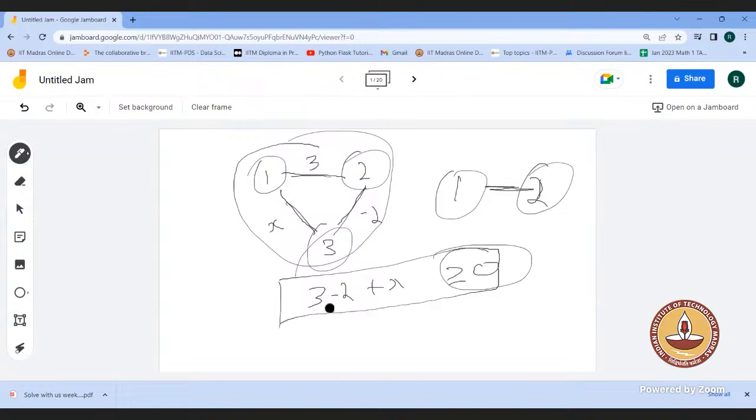It can't be negative. So 3 minus 2 is 1, plus x greater than or equal to 0. What can be the possible values of x? -1. Can you tell me in inequality? x is greater than or equal to -1 are the possible edge weights it can have. Suppose it is -5, then we can't apply this algorithm here. You get it? So that's what Bellman-Ford says.